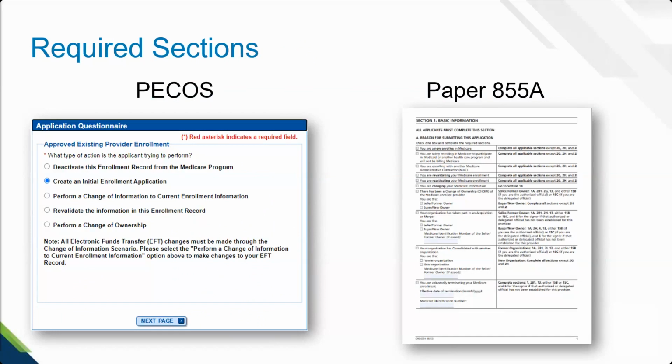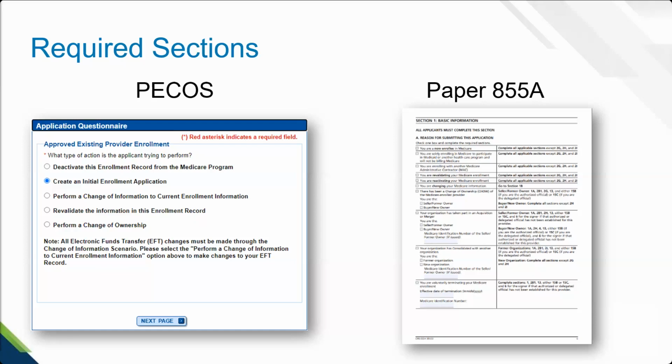So on the PACOS side, which is what you see on the left, you are going to see the application questionnaire. And when you're submitting for an FQHC, you're going to have to decide what you're doing. Typically what we see is creating an initial enrollment or a revalidation. There are some instances where we'll make changes or if we're deactivating. So make sure you're selecting the proper one. If you're doing a revalidation, you absolutely have to have an enrollment that's already in PACOS.